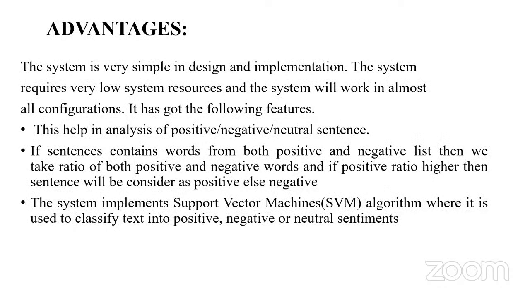So, advantages of the proposed system. The system is very simple in design and implementation. This helps in analysis of positive, negative, and neutral Telugu sentences. If the sentence contains both positive and negative words, our system is able to detect both, by taking the ratio of the positive and negative words. If the positive ratio is higher, then the sentence is considered a positive sentence. Otherwise, it is considered a negative sentence. The system implements the support vector machine algorithm. This is the algorithm where the comparison process is done to classify text into positive, negative, or neutral sentiment.